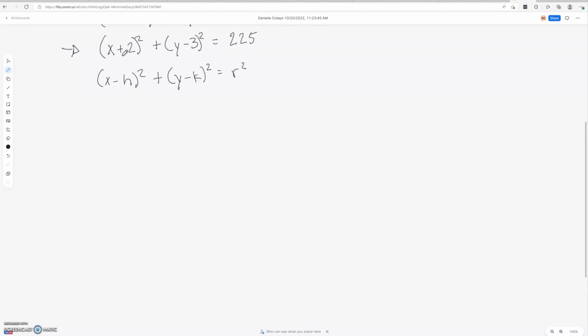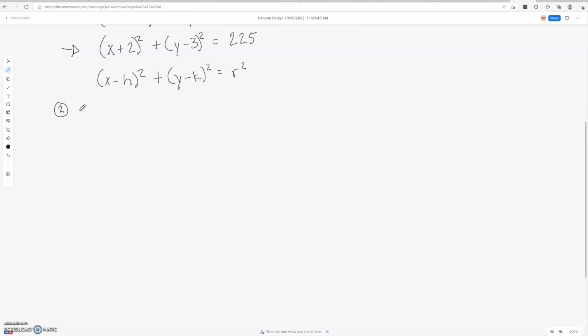So here my h, we know, was -2. My k is this +3. So you kind of take the opposite sign that's already there. And then you take the square root of your 225, which would be 15. Okay, so now let's look at example 2.